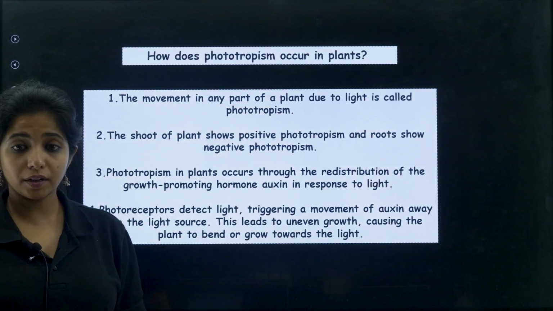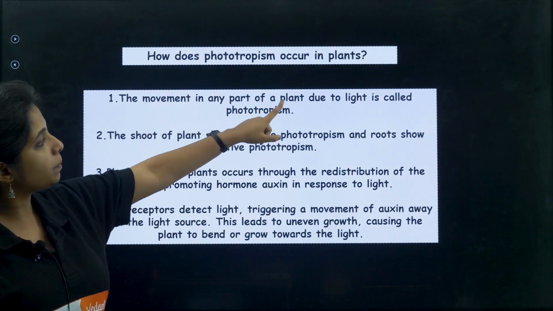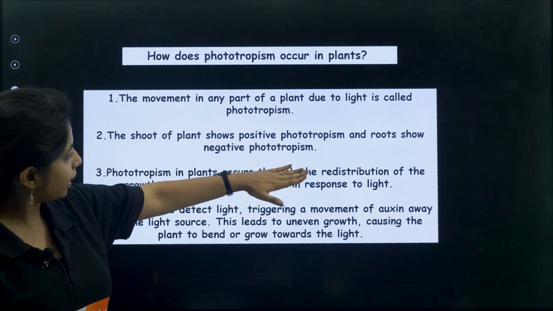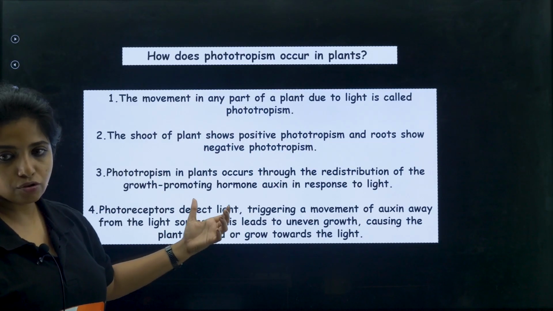How does phototropism occur in the same thing? I told you, the movement in any part of the plant due to light is known as phototropism. The shoot of the plant shows positive, the root shows negative. You have to explain one, so you can show the positive one.